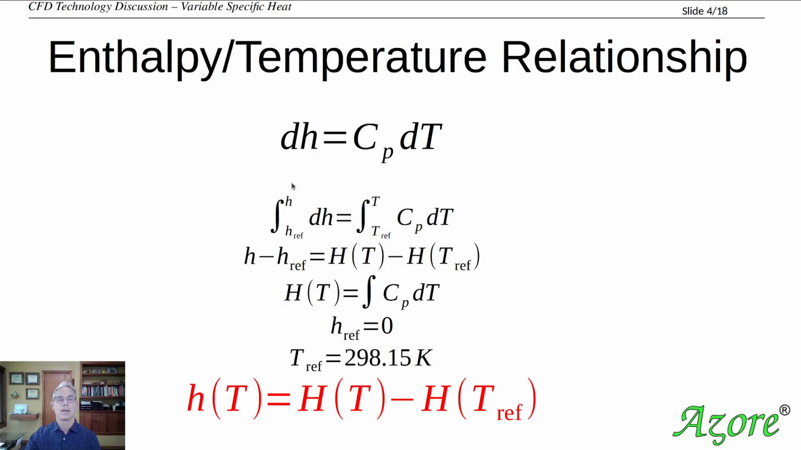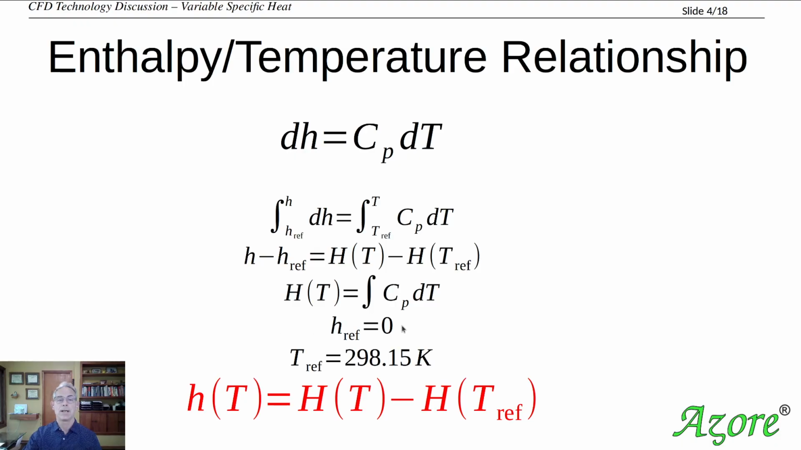And if we do that integration, we could use a bounded one where we say, let's start at some reference enthalpy and go up to the enthalpy that we might be interested in, and then say, we're going to start at some temperature that we know, and then integrate it forward to some temperature that we don't know and that we might be interested in.